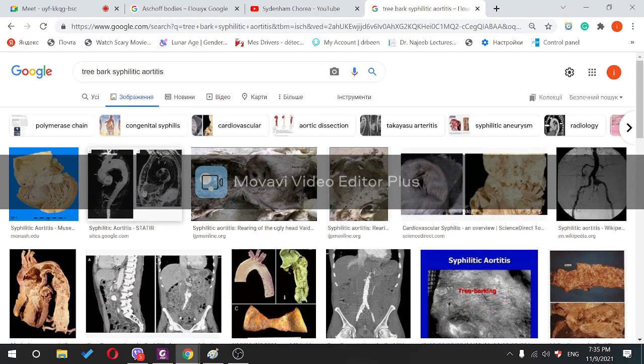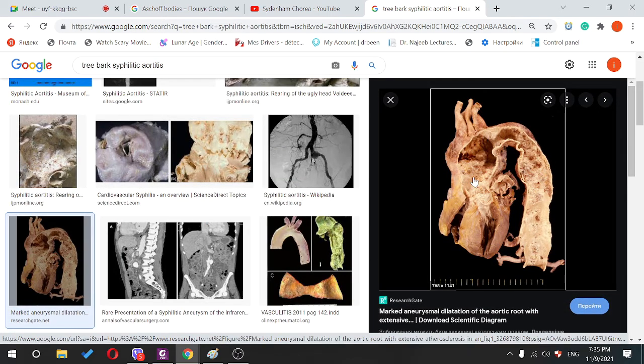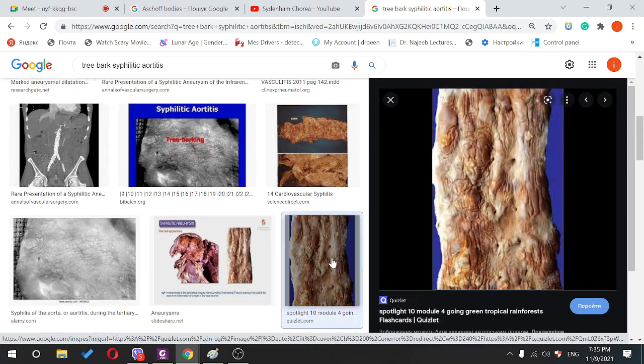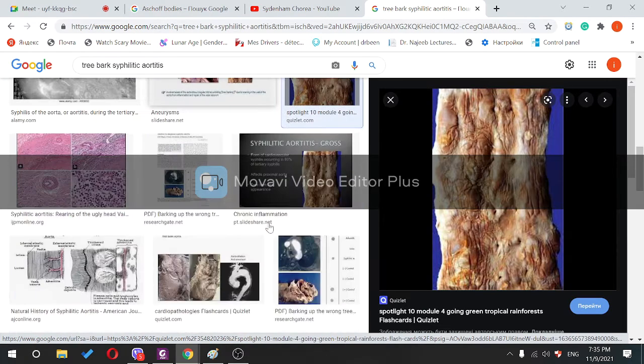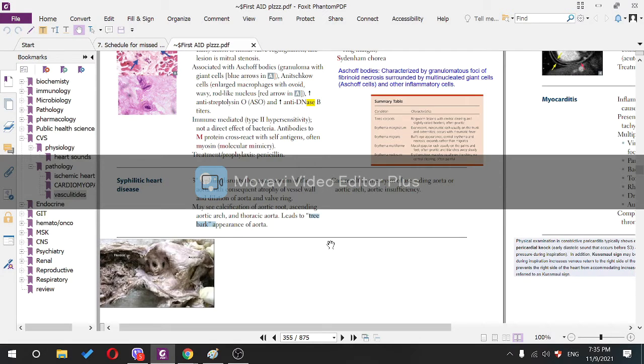Okay, so you can see syphilitic aortitis here. Look, it looks like a freaking dog was eating on it. Yep. Okay, so that's syphilitic aorta. Guys, I have a question. How is syphilis transmitted except for sex?